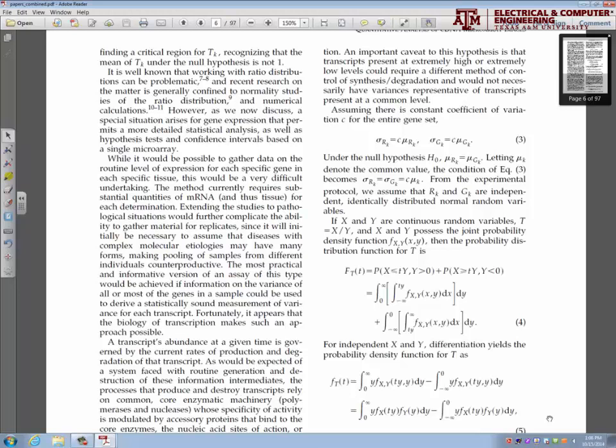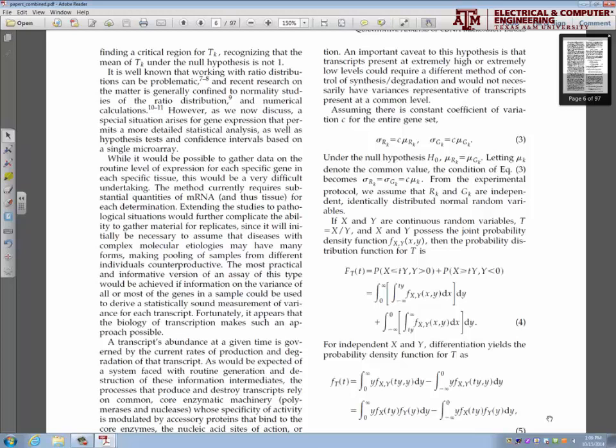And recent research on the matter is generally confined to normality studies of the ratio distribution and numerical calculations. However, as we now discuss, a special situation arises for gene expression that permits a more detailed statistical analysis as well as hypothesis tests and confidence intervals based on a single microarray. The main thing that happens in this particular problem, there's a biological argument given here for why the coefficient of variation is the same. The ratio of the mean to the standard deviation is going to be the same at each and every spot. That's the assumption they're making, and they've given some biological justification for that.